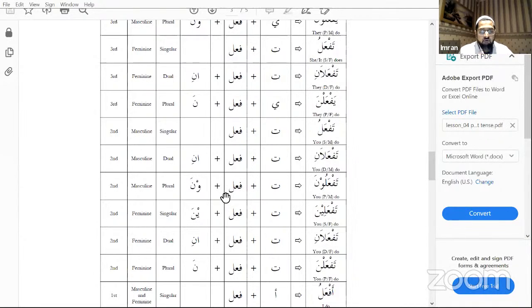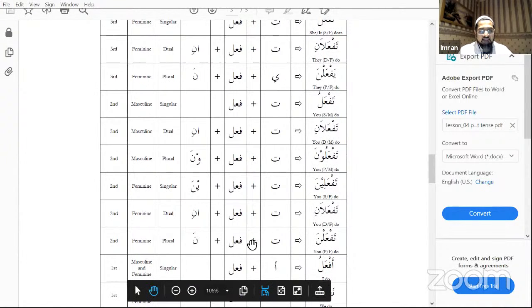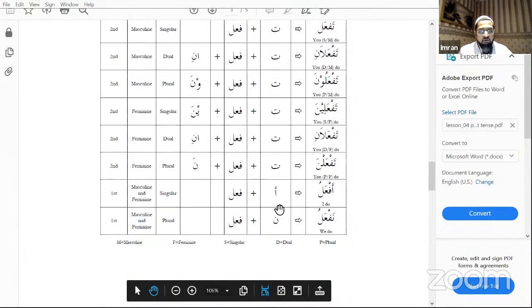The female, for you, one female is doing, you add the ya and the noon, and the beginning is with a ta, and before the ya, a kasra is given, taf'alina. And then you have taf'alani, taf'alna. The last letter of taf'alu is given a sukun, noon with a fatha, and becomes taf'alna. I am doing, you add an alif. We are doing, we add a noon.